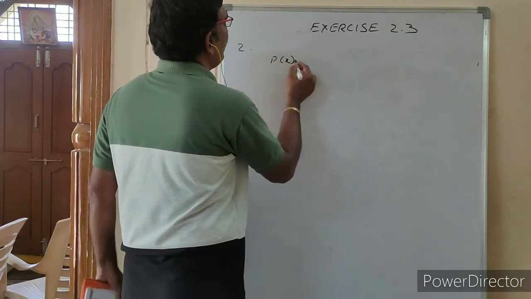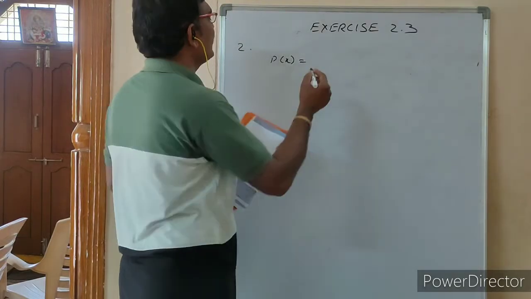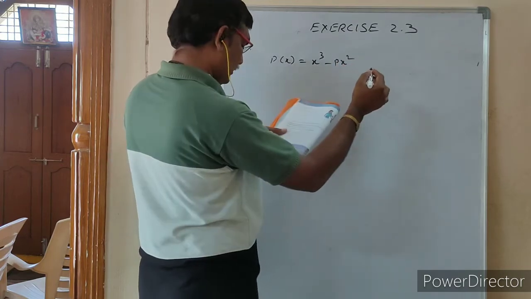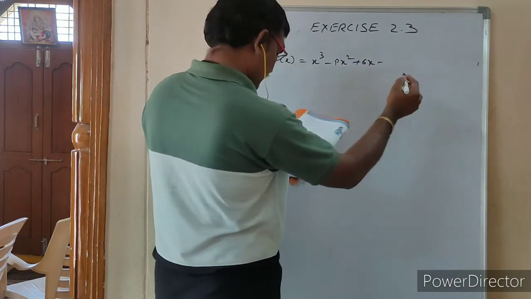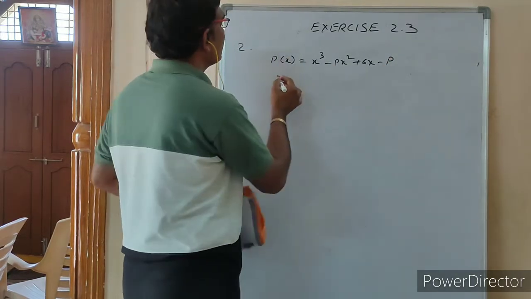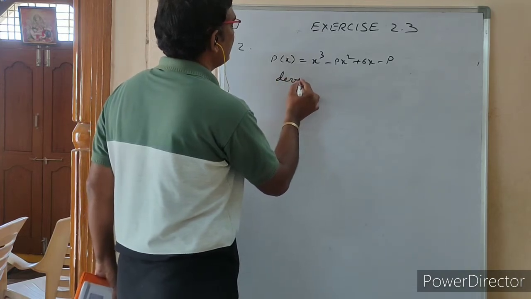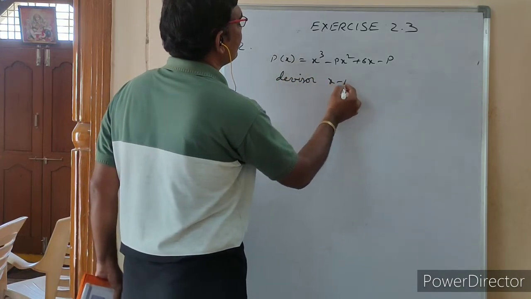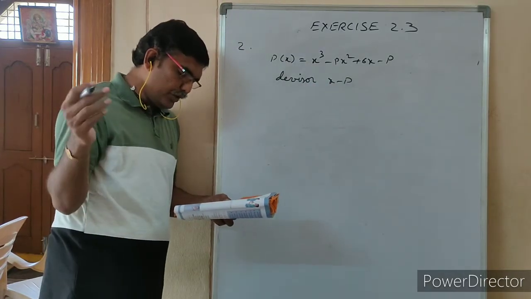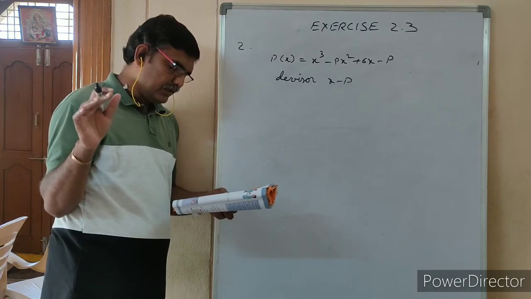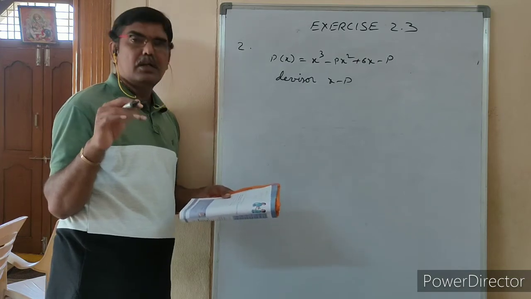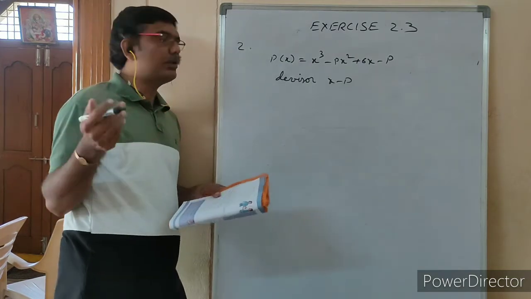So here the polynomial you have to assume as p of x, that is x cube minus p x square plus 6x minus p, and the divisor is what here? Divisor is x minus p. So if you use the remainder theorem, what happens? If you don't use the remainder theorem, what happens? We'll see it. Whether you have to use it or not, see according to the question. Without using or by using, both you can do it.